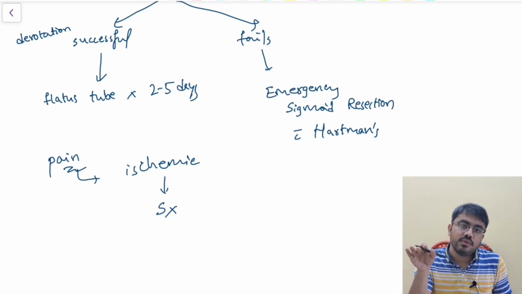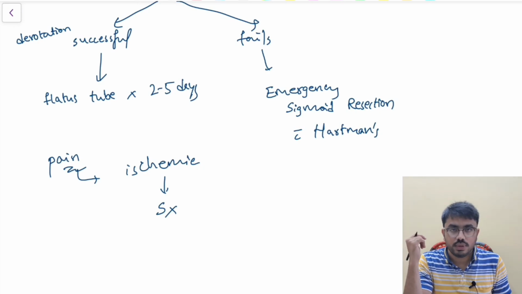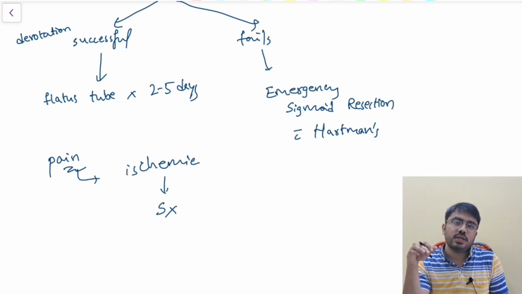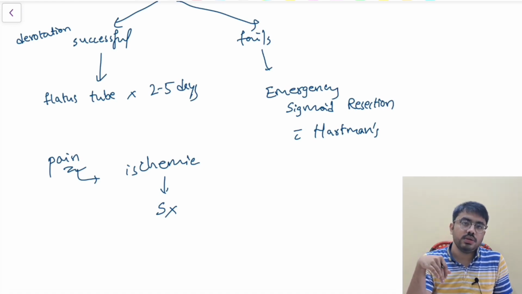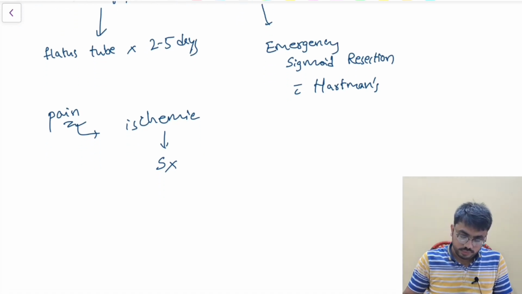emergency sigmoid resection with a Hartmann's procedure. Whereas if the patient presents with pain, then also I have to go for surgery because there is already ischemia. Coming to the treatment of cecal volvulus, you have to do a right hemicolectomy. This is all you should know about volvulus.